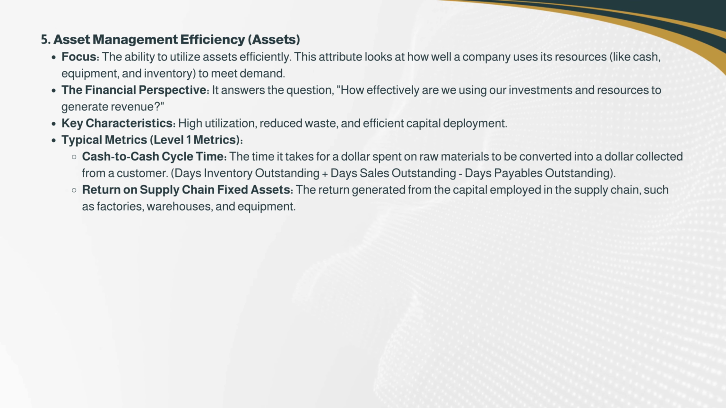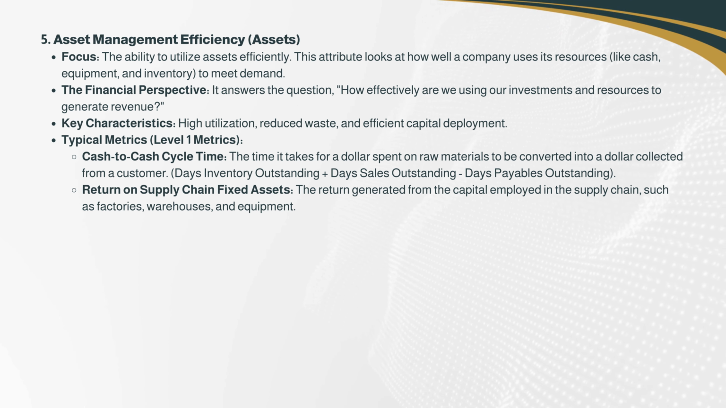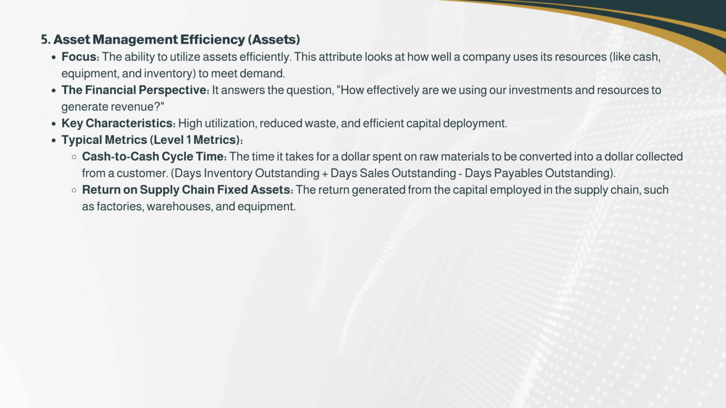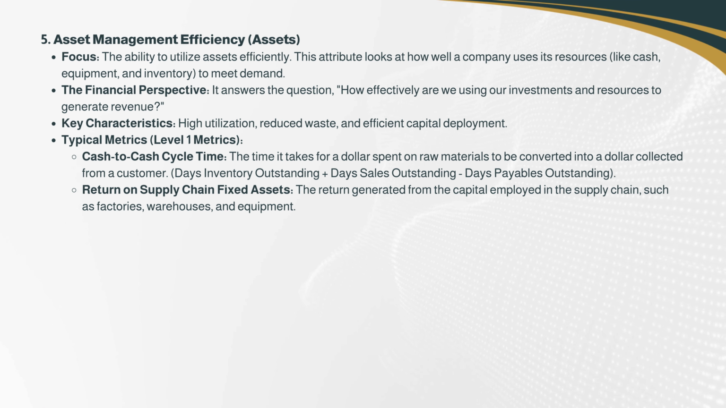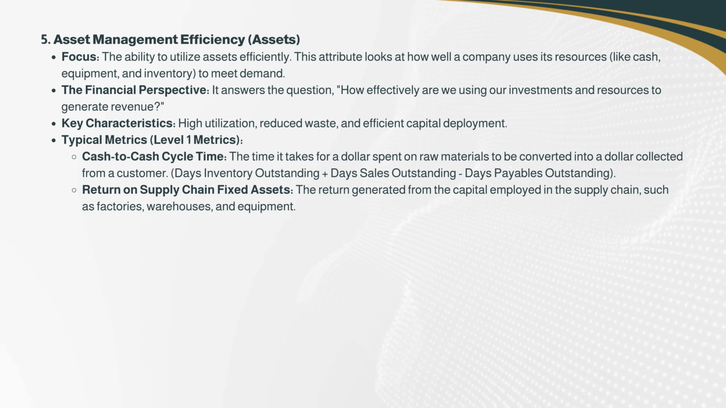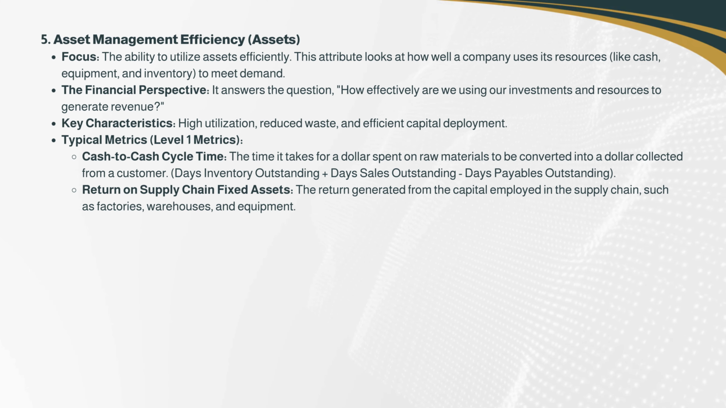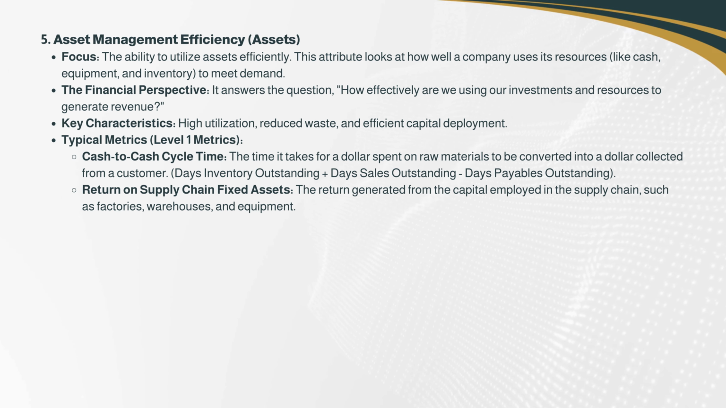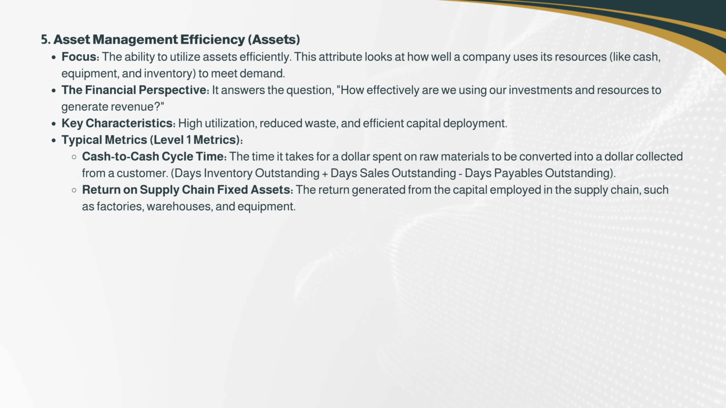Typical metrics, Level 1 metrics, cash-to-cash cycle time. The time it takes for a dollar spent on raw materials to be converted into a dollar collected from a customer. Days inventory outstanding plus days sales outstanding, minus days payables outstanding. Return on supply chain fixed assets. The return generated from the capital employed in the supply chain, such as factories, warehouses, and equipment.